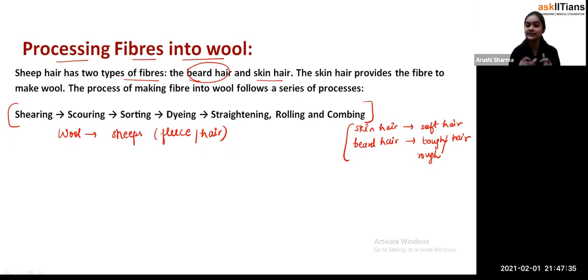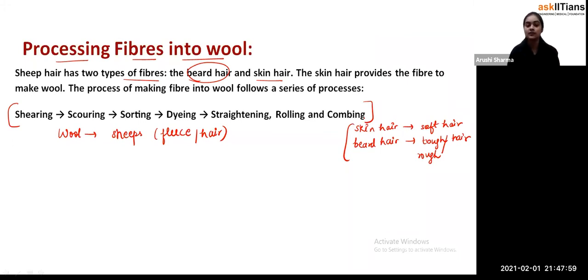One is the skin hair, the hair just present near the skin layer. We call it skin hair, and it is somewhat soft in nature. Whereas the beard hair is the upper part, the tough or rough kind of hair. So that's how we find that there are two types of hair.